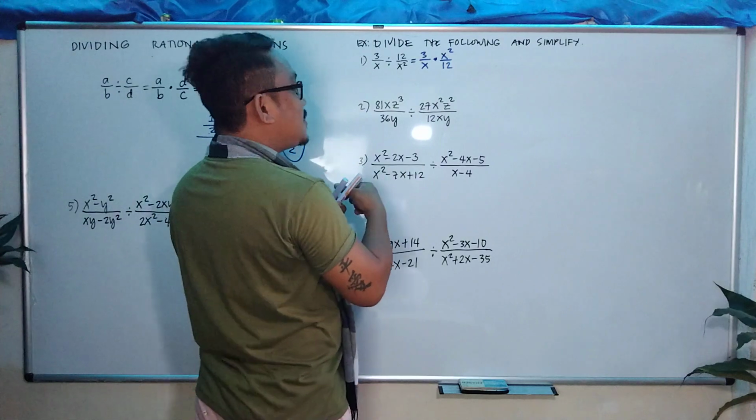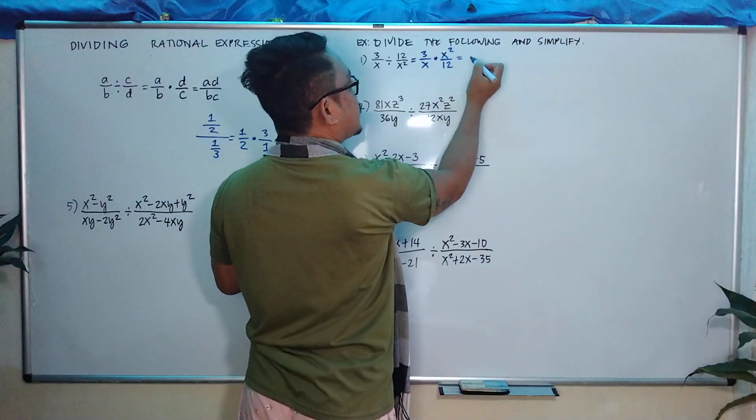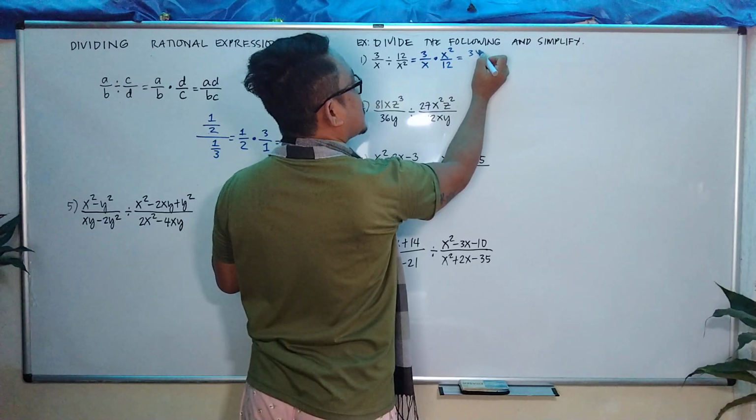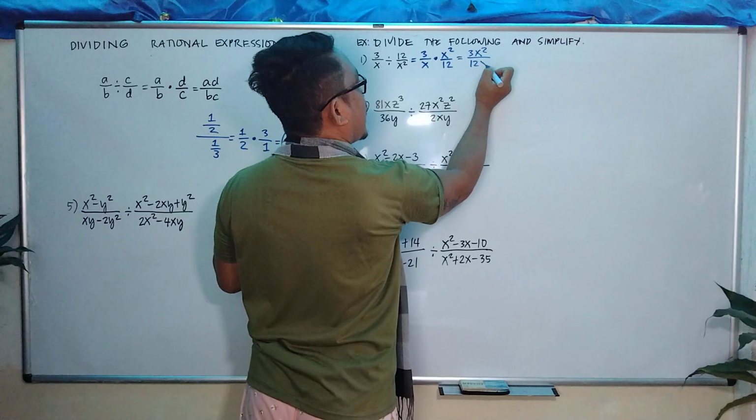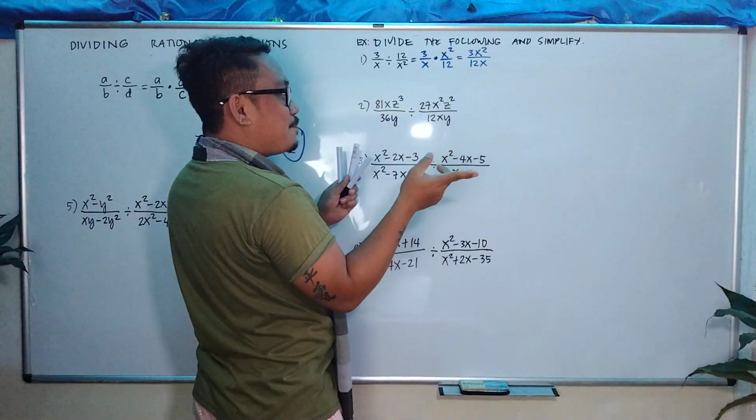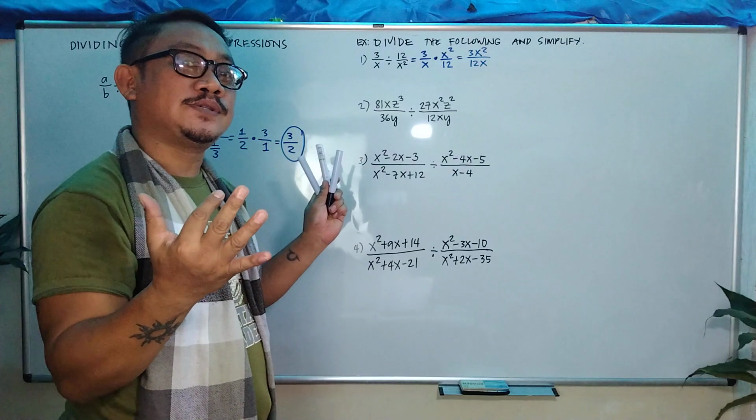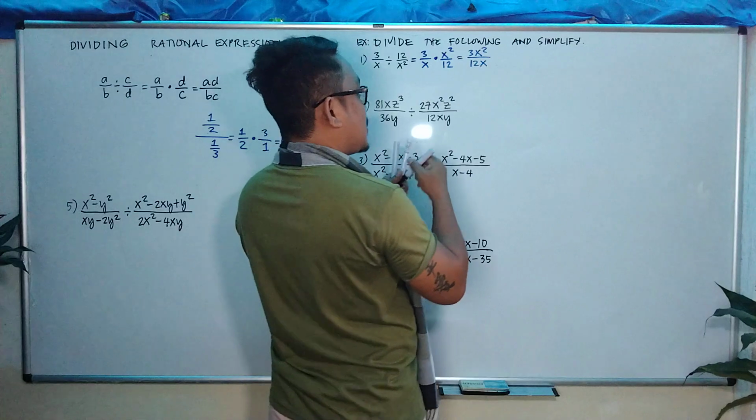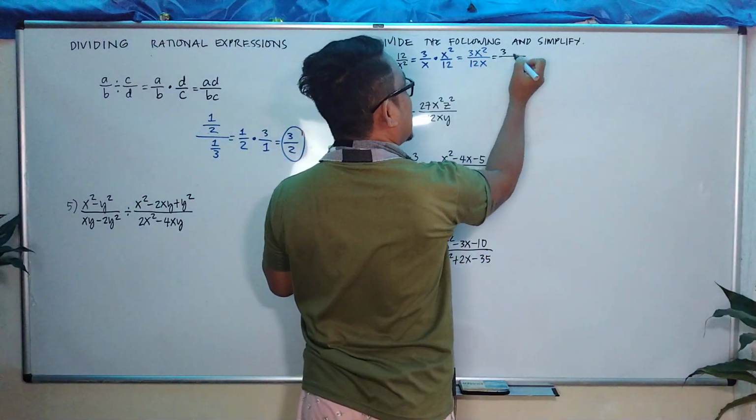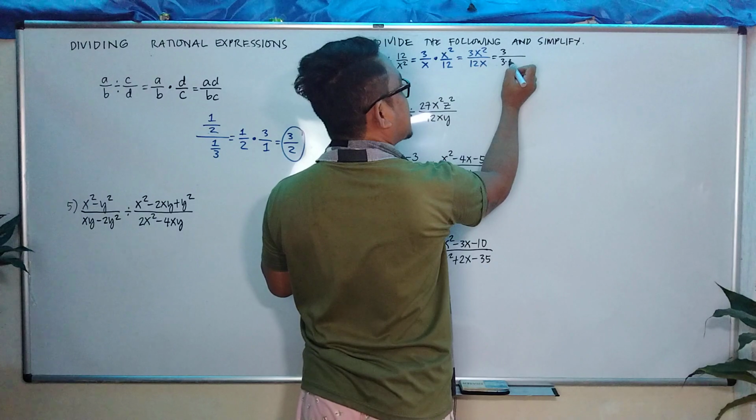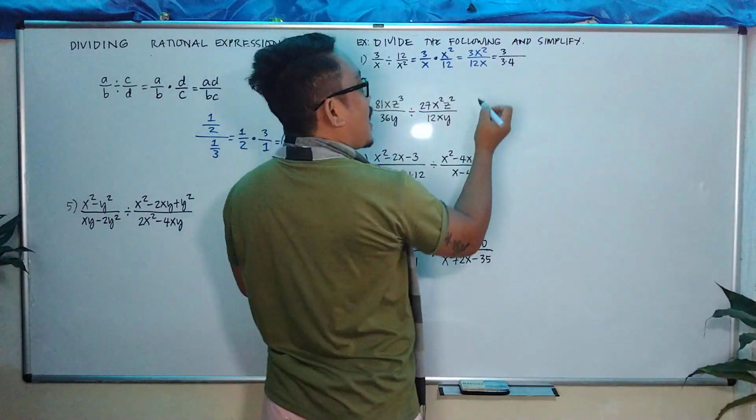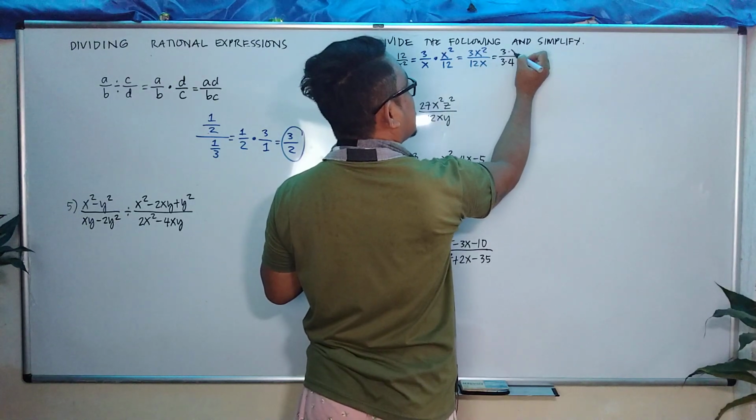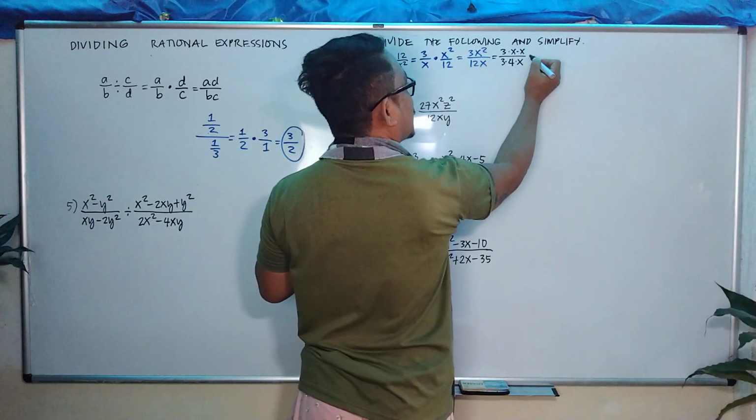So let's continue. You have here 3x squared over 12x. If we remember, we need to find the factors of the numbers so we can find their common factors. So 3 will be written as 3, then 12 can be written as 3 times 4. How about for the variable x? You just copy. Then x squared we break down into x times x.